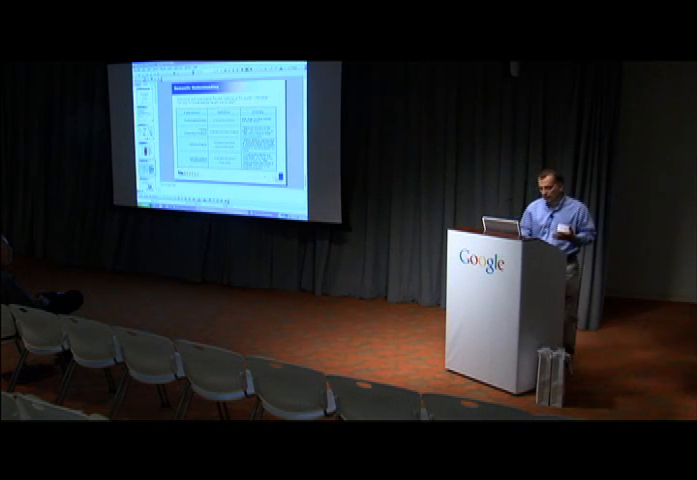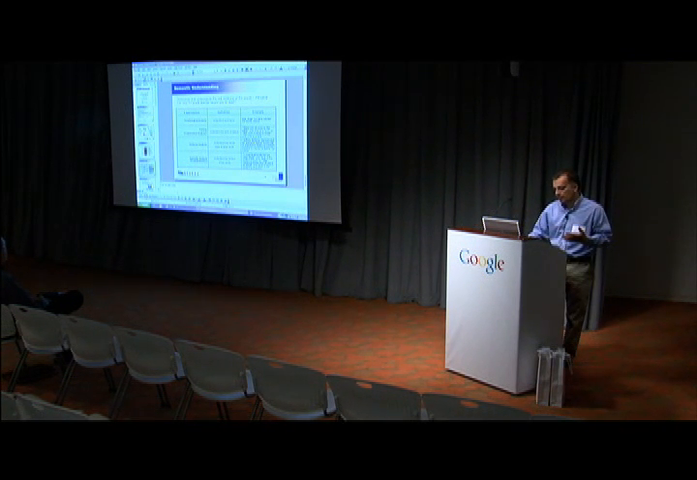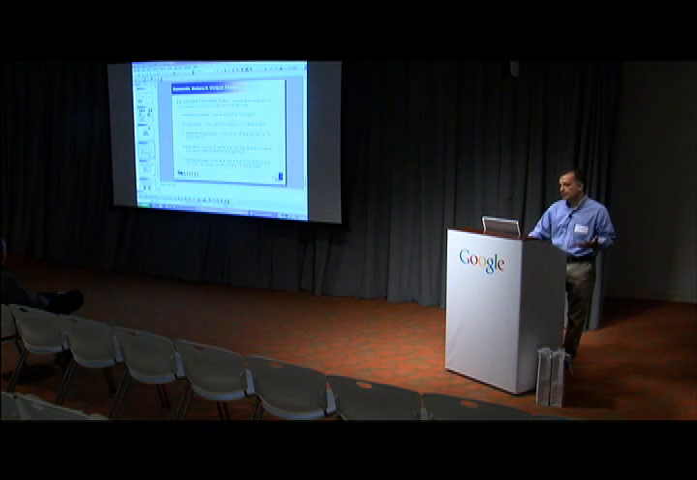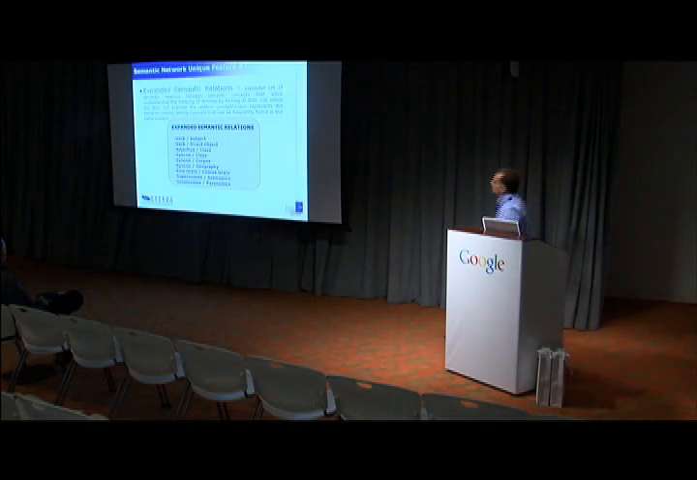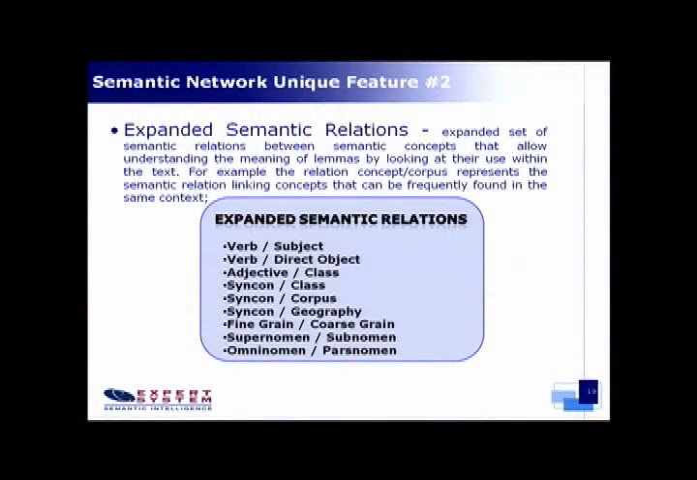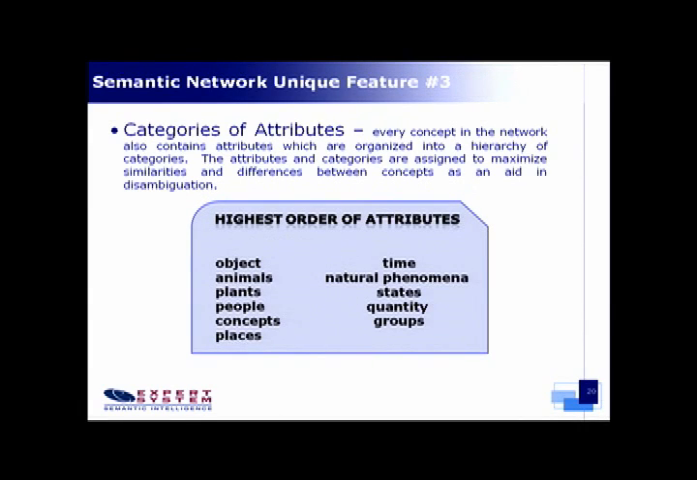Here I have just an idea of four different things that make our semantic net a completely different element. For example, we have a much richer number of links between the concepts compared to WordNet. Here you see some of them. We have even more than this, but this is just to give you an idea of how much richer the structure of the semantic net is.